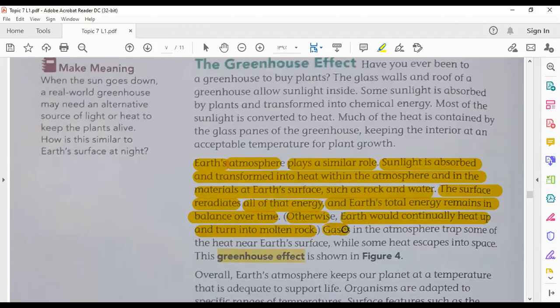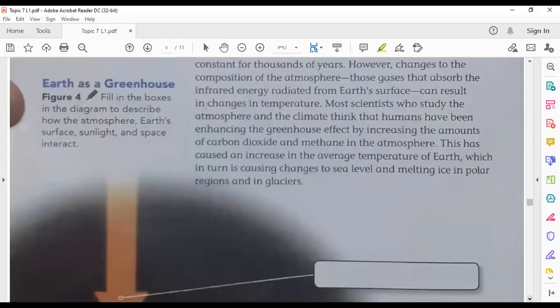Gases in the atmosphere, and these gases, by the way, are called greenhouse gases, trap some of the heat near Earth's surface. What is the meaning of trap? Like catch or absorb. These gases include carbon dioxide and methane, while some heat escapes into space. This greenhouse effect is shown in figure 4. And please, to understand all of this, look at this figure.